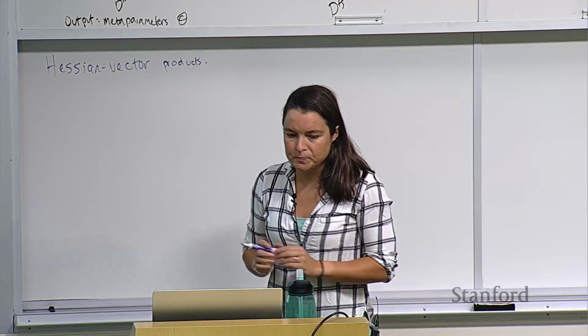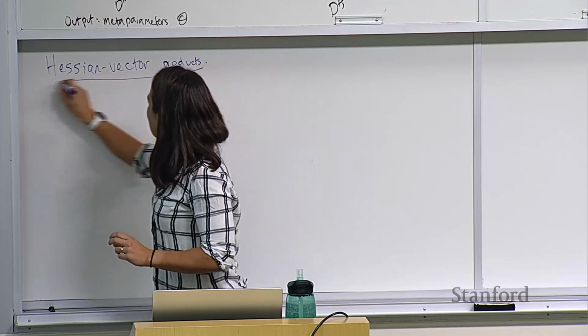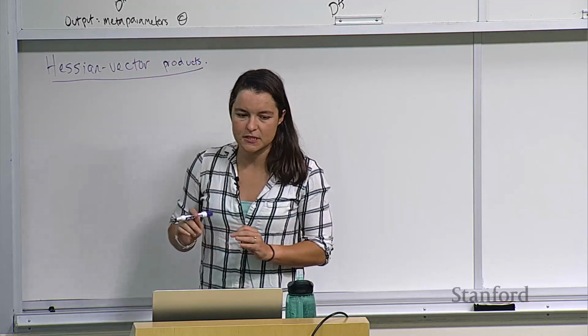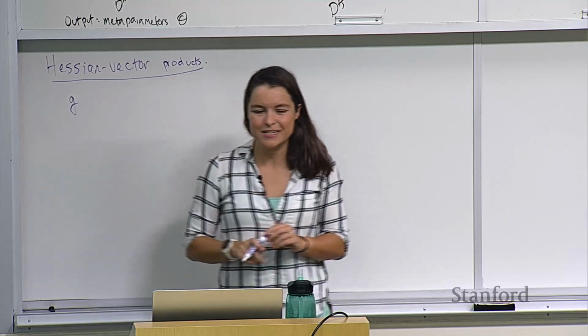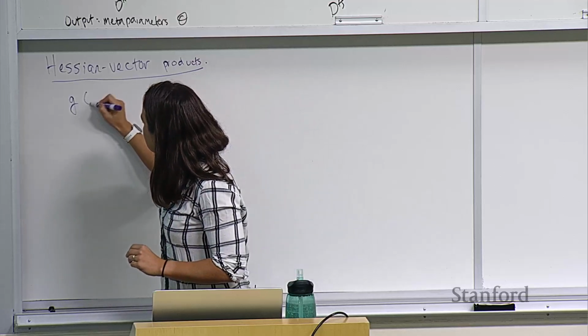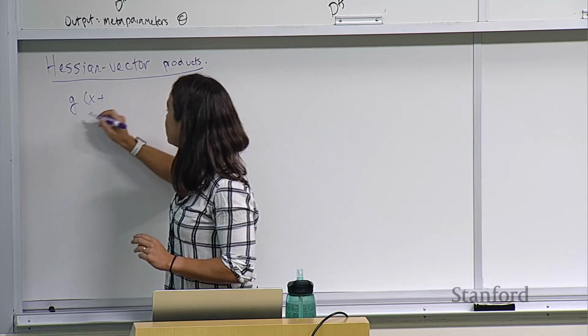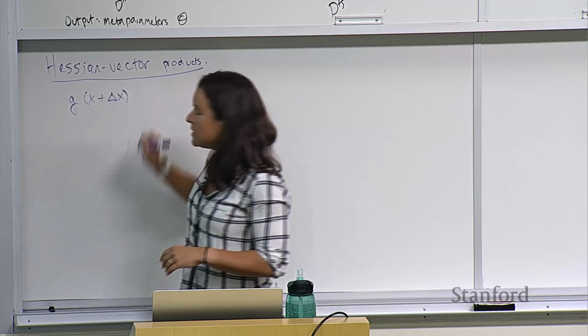In particular, one intuition that you can think of for this is, say we have some function f. The gradient of that function is g. Then say that we are evaluating g, the gradient of f, at x plus delta x.